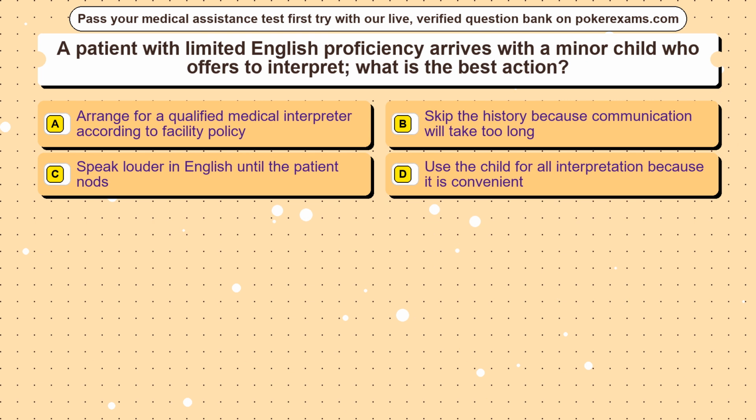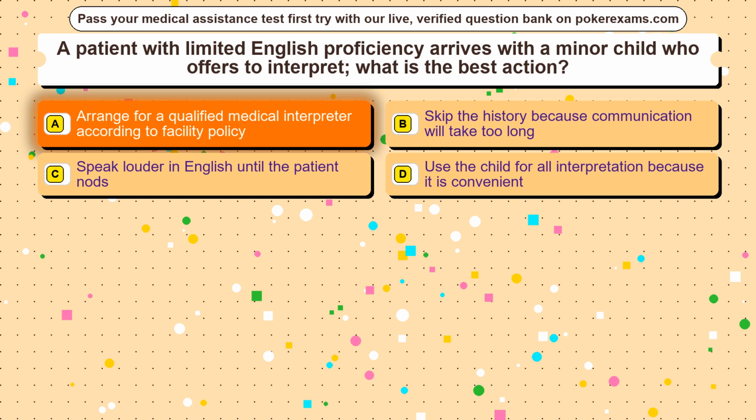Question 12. A patient with limited English proficiency arrives with a minor child who offers to interpret. What is the best action? Option A. Arrange for a qualified medical interpreter according to facility policy. Option B. Skip the history because communication will take too long. Option C. Speak louder in English until the patient nods. Option D. Use the child for all interpretation because it is convenient. The correct answer is option A.